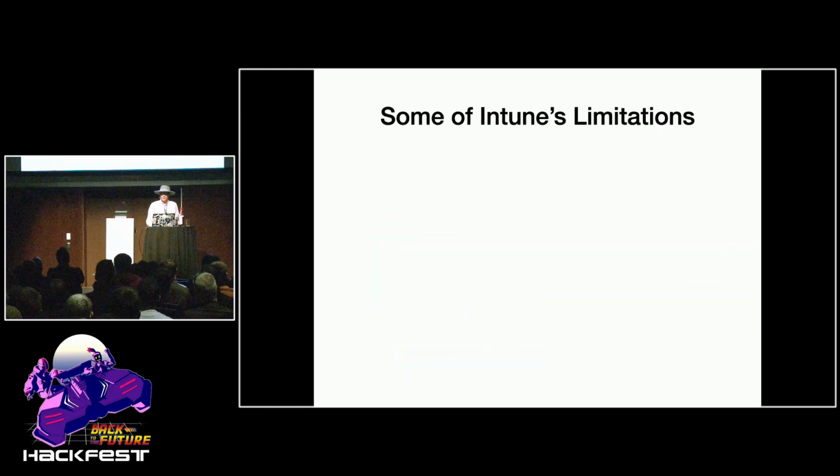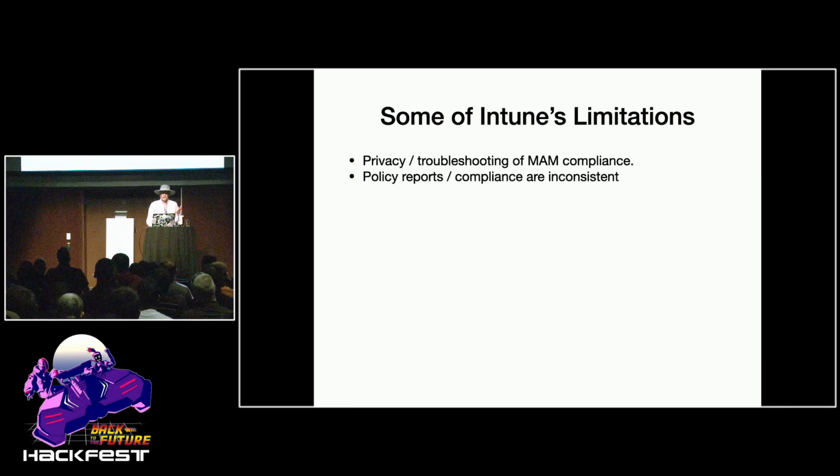So limitations within Intune. Privacy and troubleshooting is a bit of a pain. Entra ID will only show you the OS, the device name, and the device operating system, and that's it. So this is great for privacy for your users. This is absolutely horrible and garbage for troubleshooting. Policy and reporting is inconsistent. The compliance policies are usually well reported, sort of, but the best report that you can use is one that does per setting failures, which can be quite helpful in narrowing down which policies are failing.